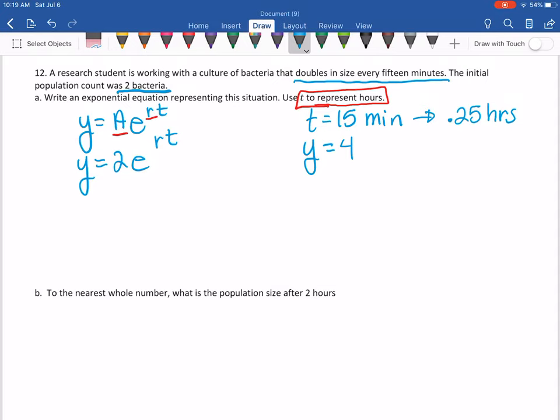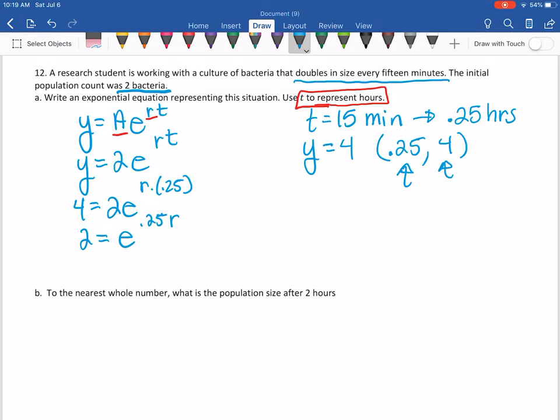So that means I have 0.25, 4. This is what I plug in. This is what I get out. So I'm going to use that information to plug in to solve for R. So I'm going to plug in 4 for Y. And I'm going to plug in 0.25 for T. So I'm going to divide both sides by 2. So I get 2 is equal to e to the 0.25r.